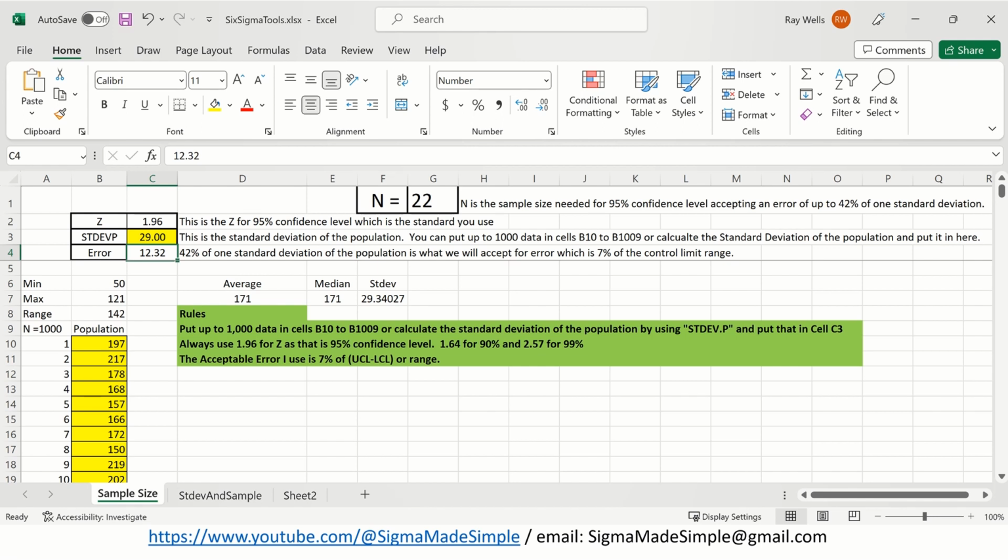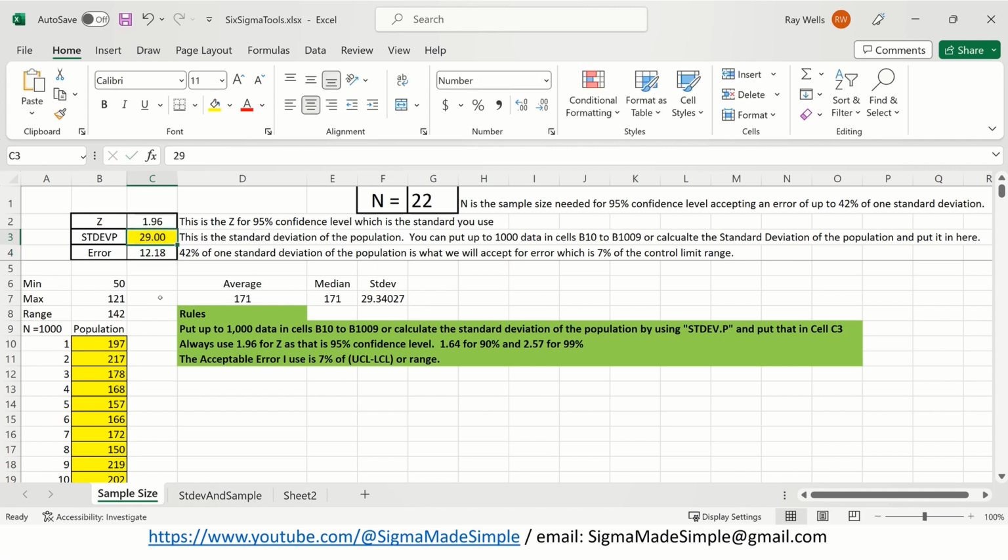Now we're going to play around with this a little bit more. Now note how changing the standard deviation changes the N. Okay, now I'm going to change the standard deviation. I'm going to just take it down by 4. I'm always going to keep 42% because I want that to be consistent. So let's take this down to 24. See, because my error is a percentage of my standard deviation, my N doesn't really change. Okay, now let's take it to 29.